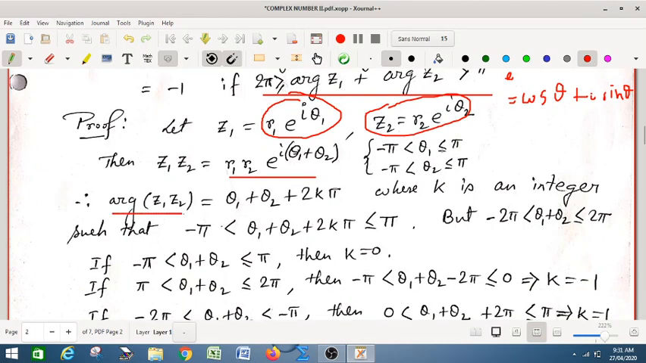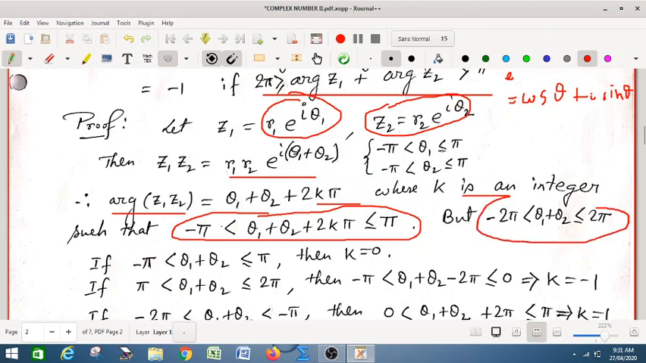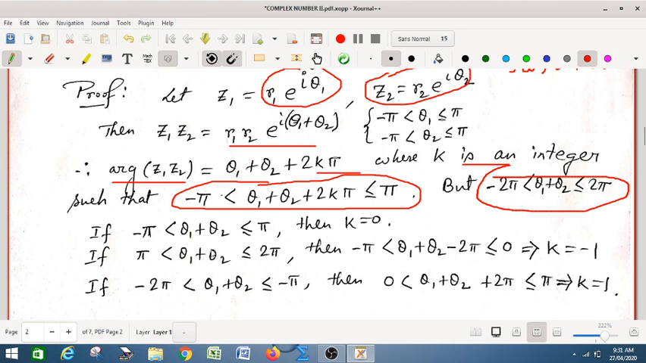So what is the argument of Z1 Z2? That is theta 1 plus theta 2 plus 2k pi, where k is an integer such that theta 1 plus theta 2 plus 2k pi lies between minus pi and pi, excluding minus pi. But we know that if theta 1 is between minus pi and pi and theta 2 is between minus pi and pi, their sum will be between this. So when k is equal to 0, this value lies between this.